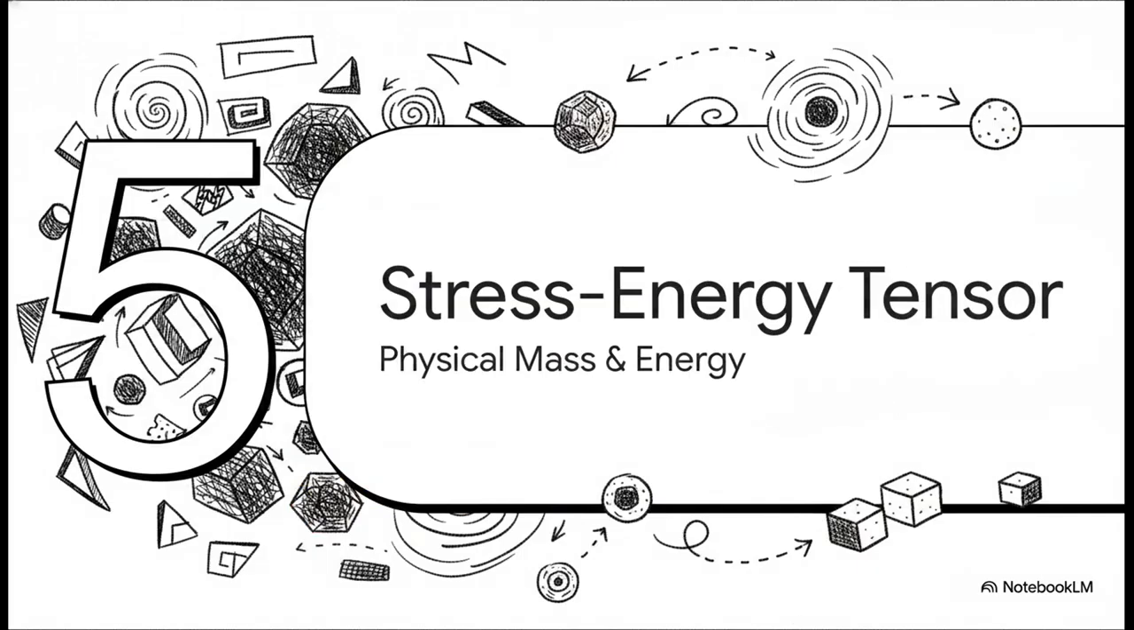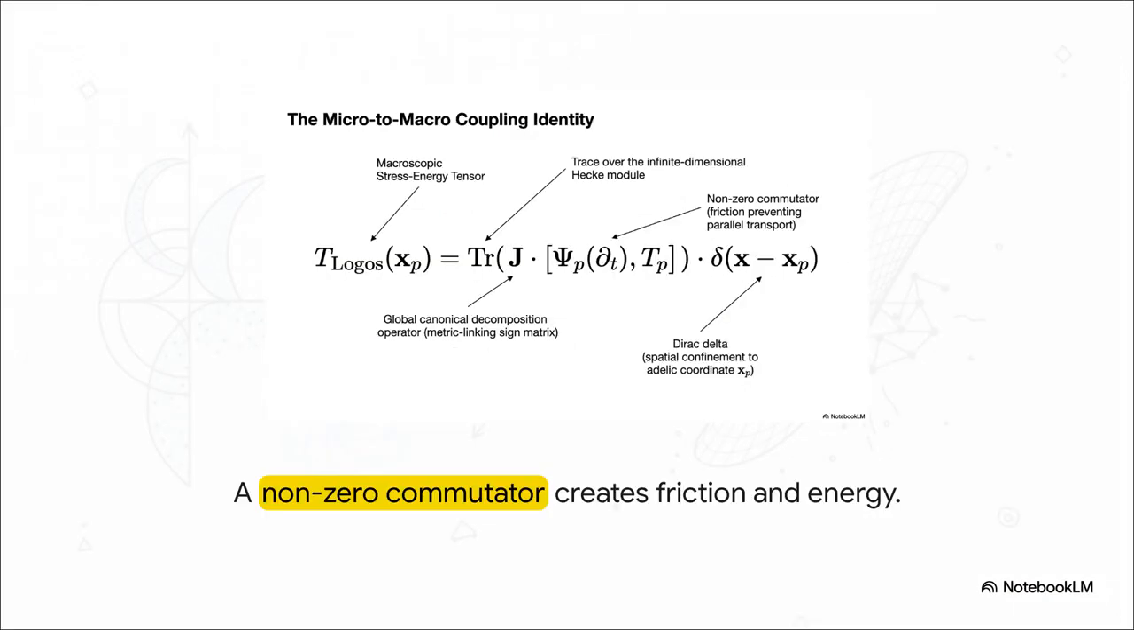Section 5. Sourcing the stress-energy tensor. Now we get to translate these stabilized arithmetic defects directly into the physical mass and energy of our universe. Look closely at this coupling identity. That non-zero commutator mathematically prevents parallel transport. It creates a structural snag in the math. Notice how the Dirac delta function confines this structural friction perfectly to the Adelic coordinate of the defect. This friction generates local energy density, which perfectly defines our macroscopic stress-energy tensor.